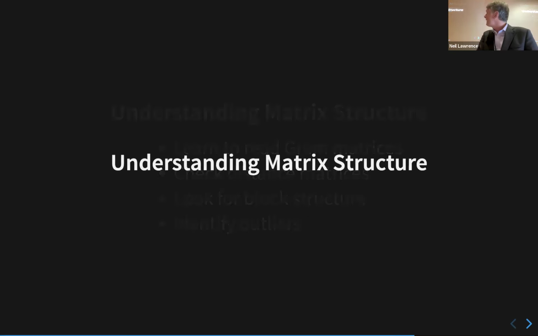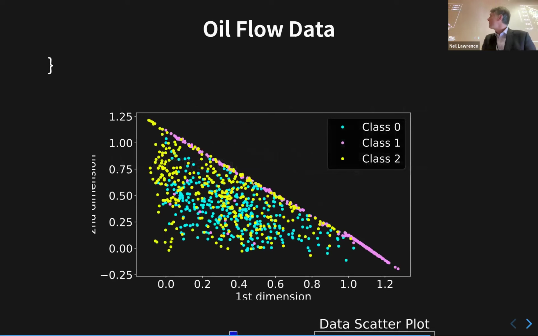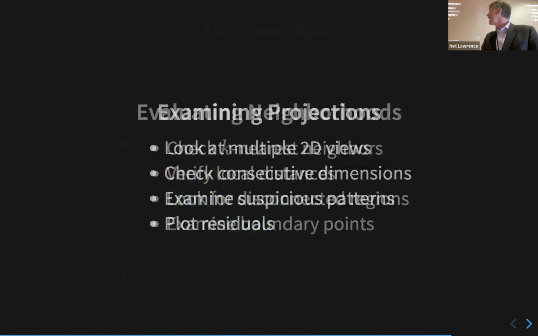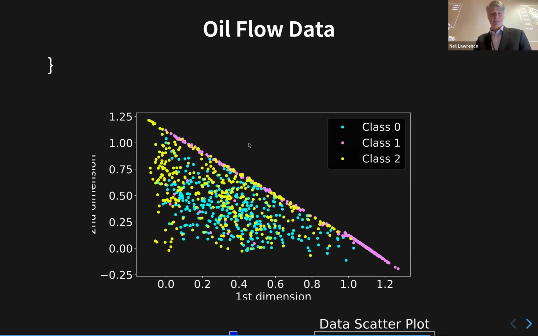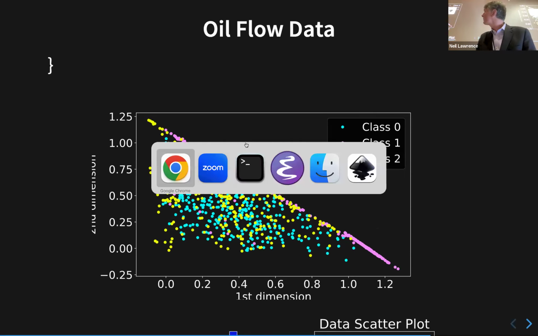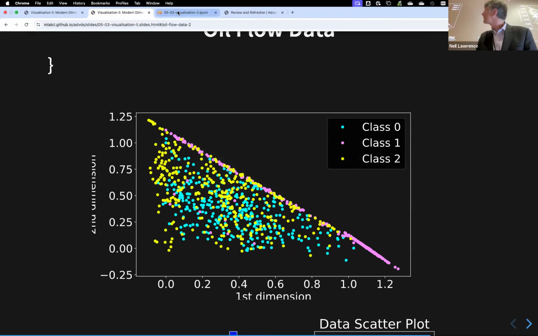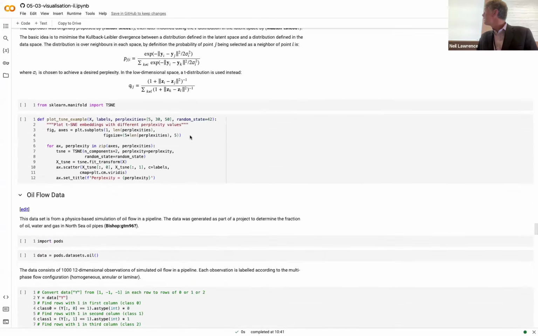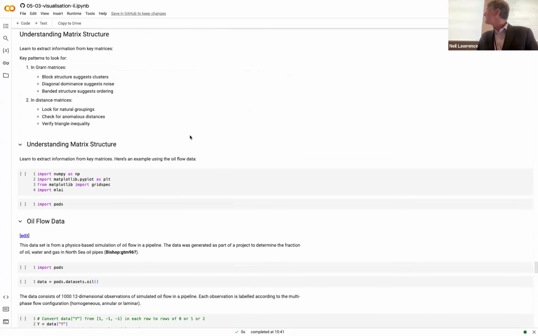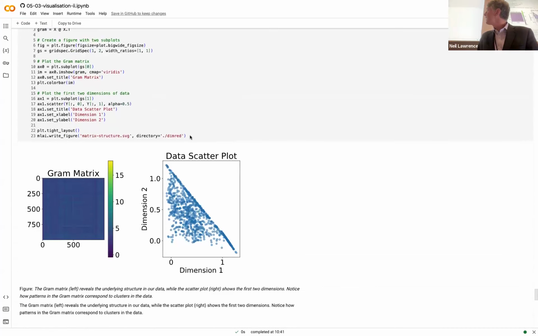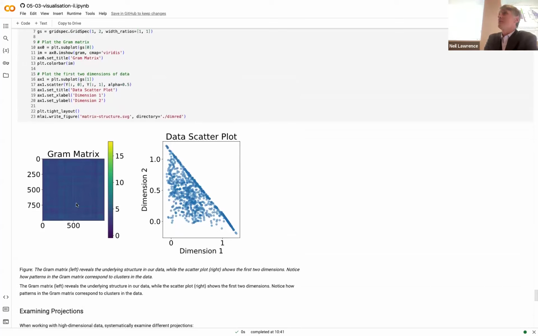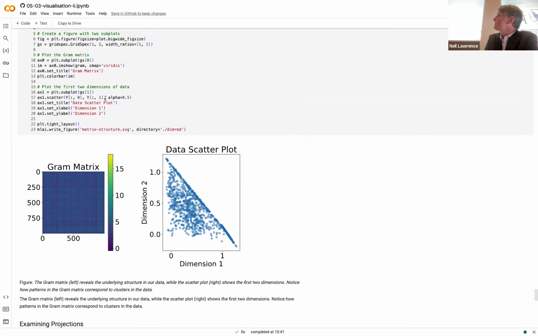So learn to read gram matrices. Remember we talked about last time the notion of a gram matrix where we're looking at distances between data. So again, I'll go back to the lab. So there's the t-SNE, and here's a gram matrix representation. Now, it's not very clear what's going on in this gram matrix representation because the data isn't sorted according to the label.